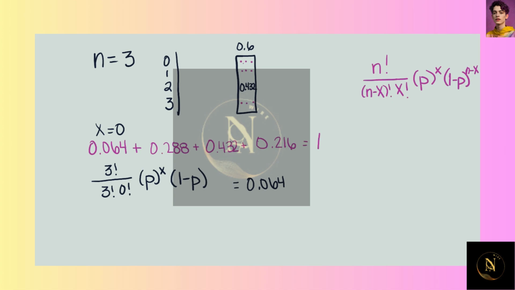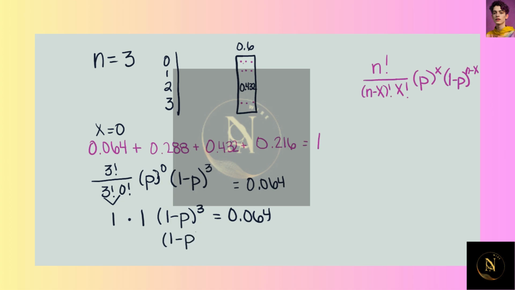But instead of putting x to the power here, I am going to put 0, because that's the problem I have. And then n minus x would be 3 minus 0, so to the third power. This value is 1. Anything to the 0 power is 1. That's why I chose the 0. I like to start there. Then 1 minus p to the third power. So what I have is 1 times 1 times 1 minus p to the third power.